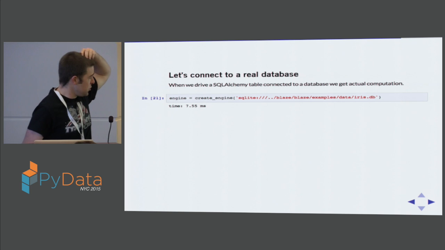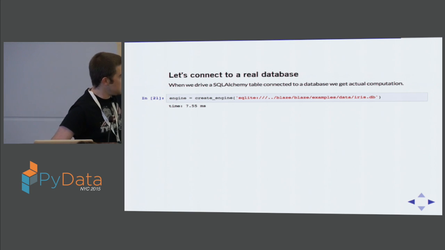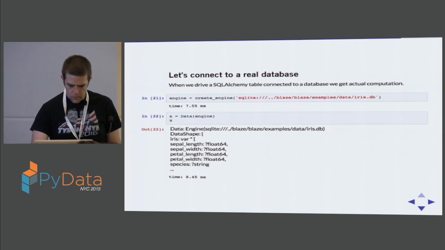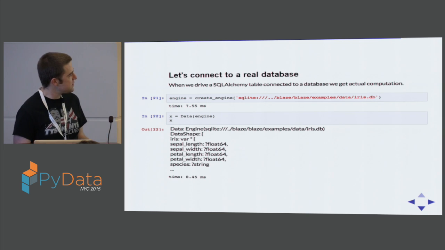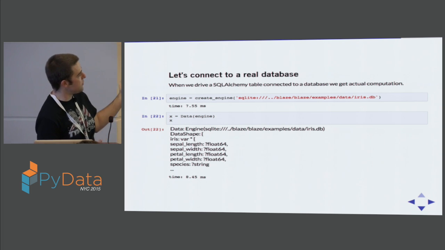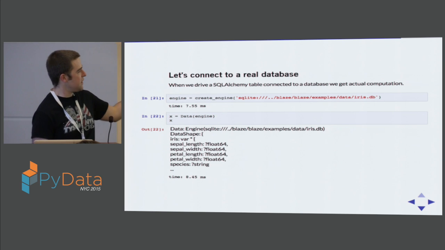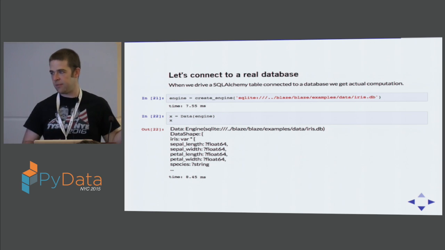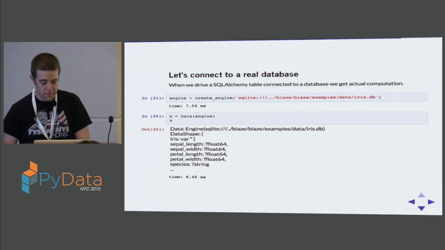So let's actually connect to something real. Here I'm connecting to the Iris, a SQLite database that's holding the Iris data set. One thing that's nice about Blaze is that it allows you to explore structures that aren't necessarily tabular. So for example, here I've made a data object out of the entire database. So I can drill down and look at tables and explore what's there with their data shape.